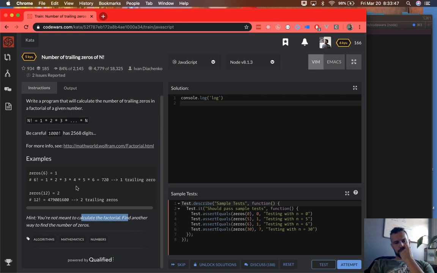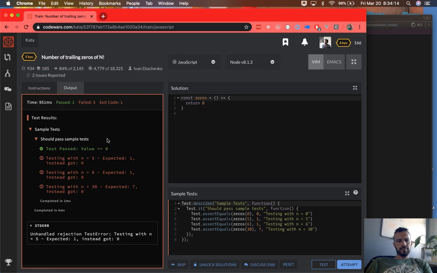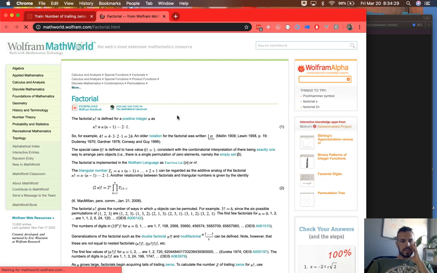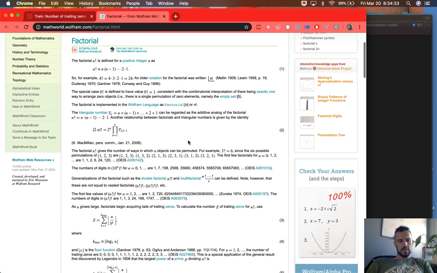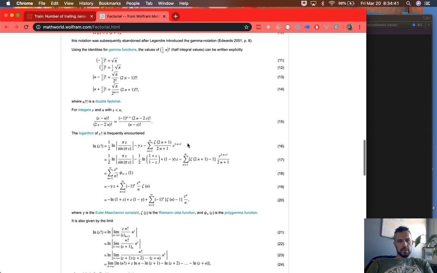So, let's just make sure we got the interface set up. It's going to be a function called zeros. Zero. I feel like that should have an E. And we're just going to return something to make sure we got something here. Alright, so at least one of them's working. Now, how do we calculate this? This is supposed to be a coding exercise, not a factorial exercise. Let's look at the resources to see if it gives us a hint. Yeah, this is not going to help me.